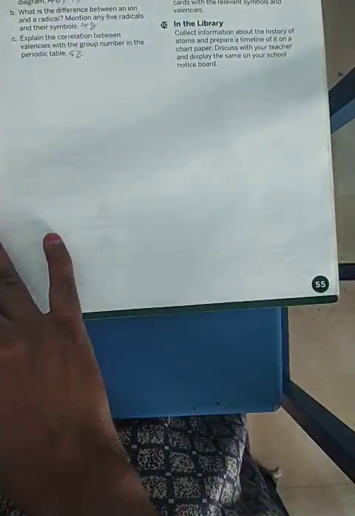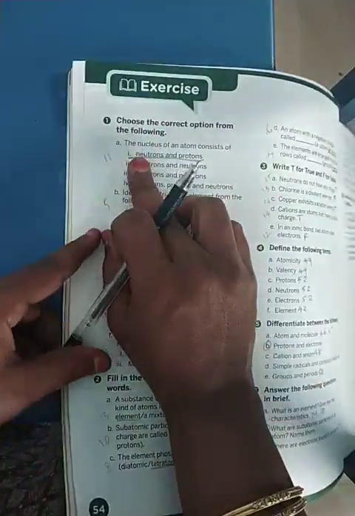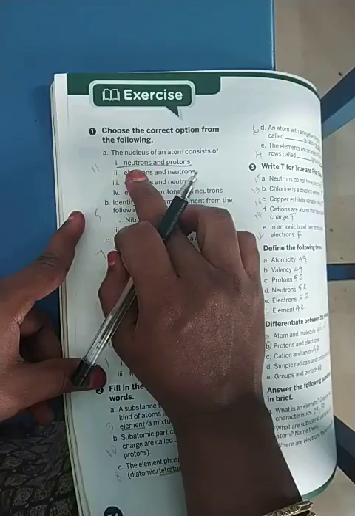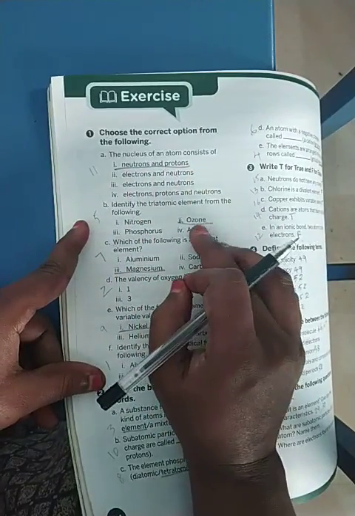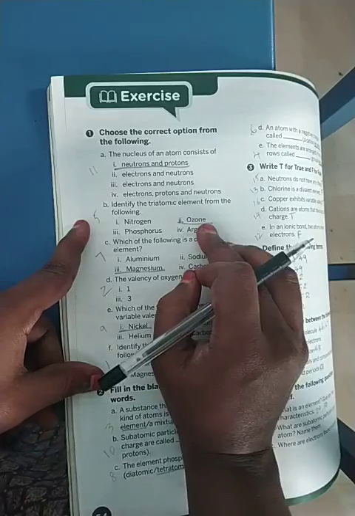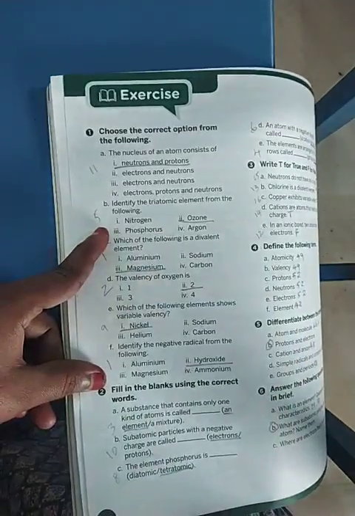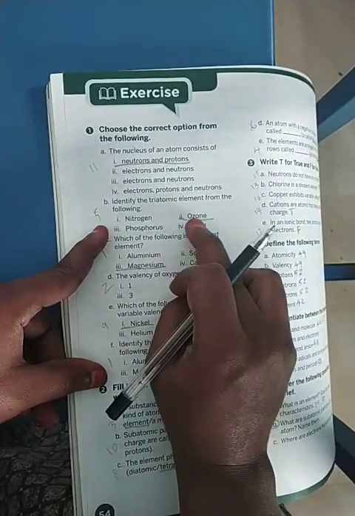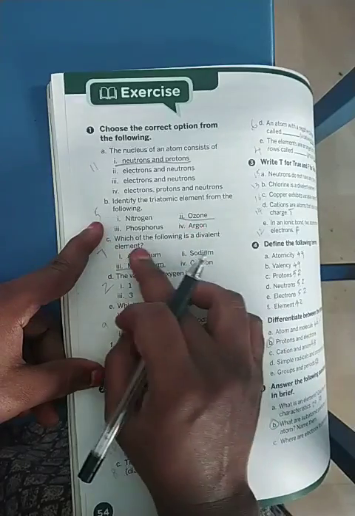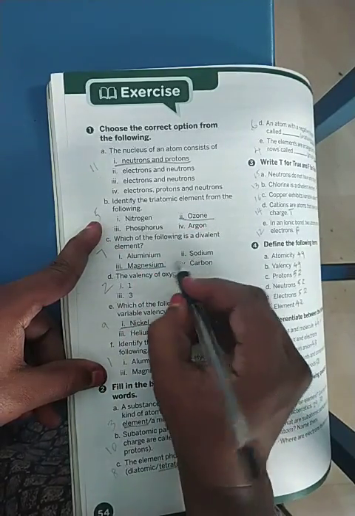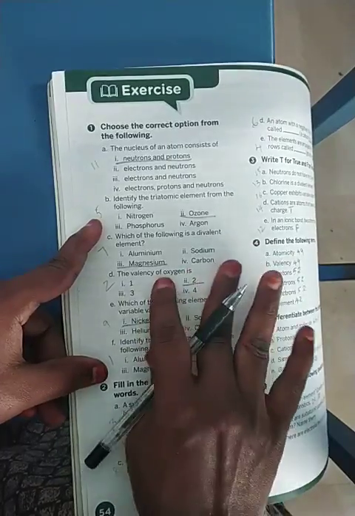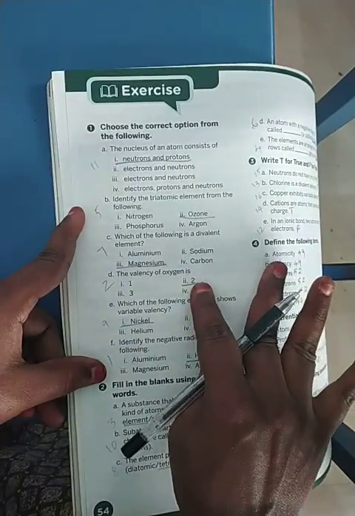Okay, now we will see the exercises. The nucleus of the atom will contain neutron and proton. Okay, the triatomic element here is ozone. Triatomic, at least 3 atoms are combined. You can take ozone as the example. Then which of the following is divalent? Magnesium, because it only has the valency 2. The valency of oxygen is 2.